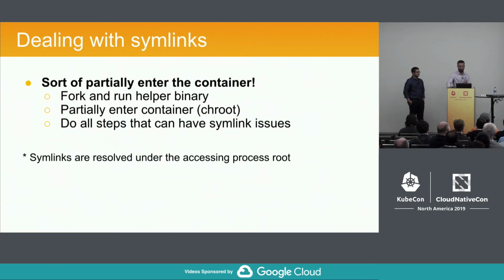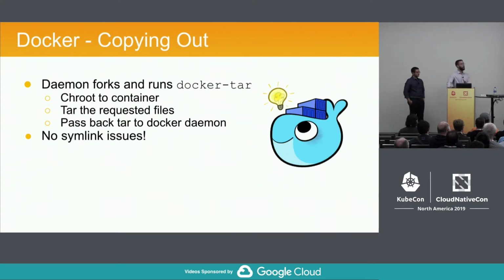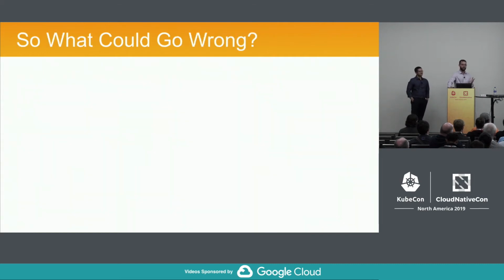So let's see how Docker implemented this solution. Now we're talking about copying out. So the Docker daemon forks and runs a helper process called Docker tar. Docker tar then roots to the container. It tars the requested files inside the container, and then it passes back the resulting tar file to the Docker daemon, and there are no symlink issues because it accesses the files while being rooted to the container. Cool. So this seems like a very good solution. What could go wrong here?